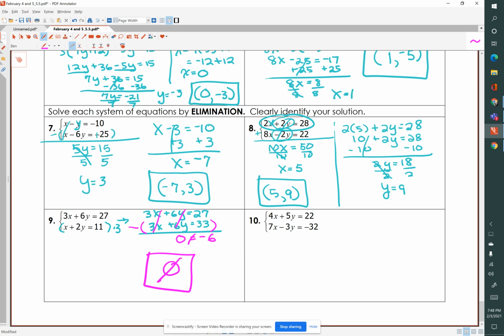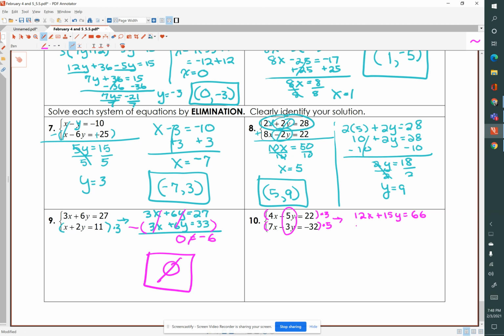And finally, the last problem. I've got a 4 and a 7 and a 5 and a 3. I think I'm going to work with the 5 and the 3, and the least common multiple of 5 and 3 is 15. So I'm going to multiply the first equation times 3, and the second equation times 5. And when I do, that will give me 12x plus 15y equals 66.